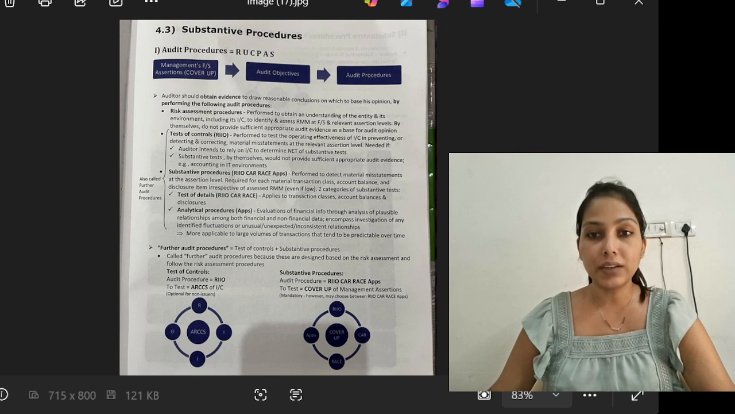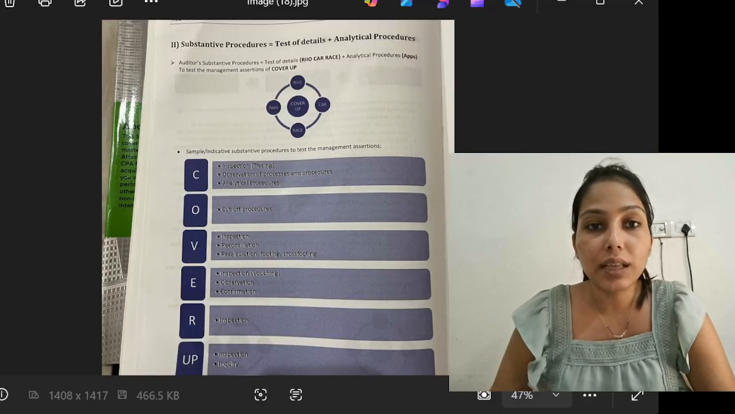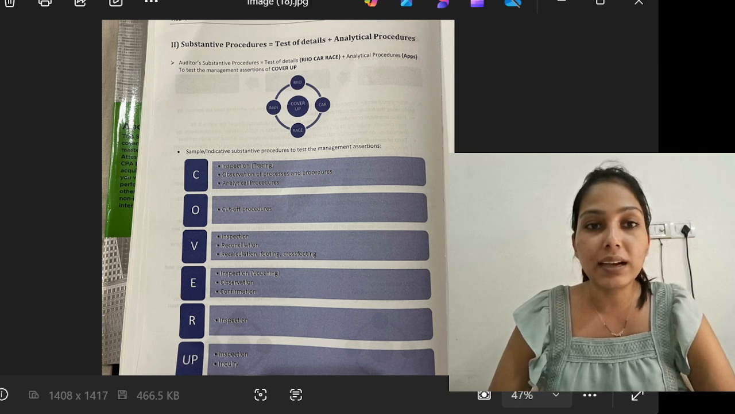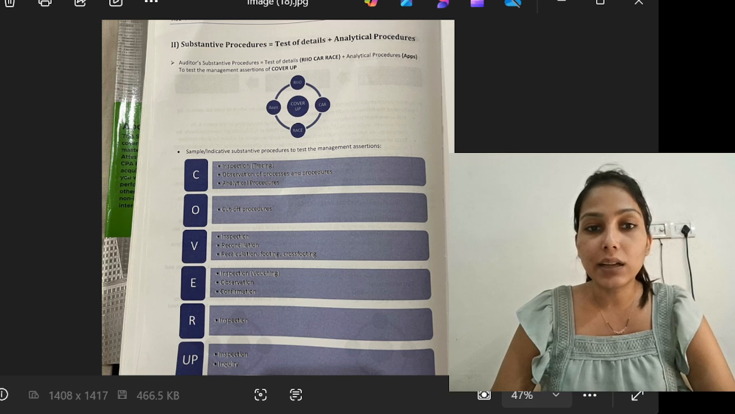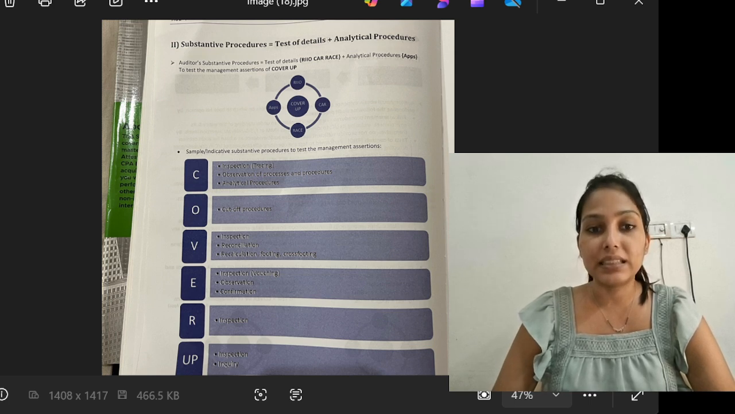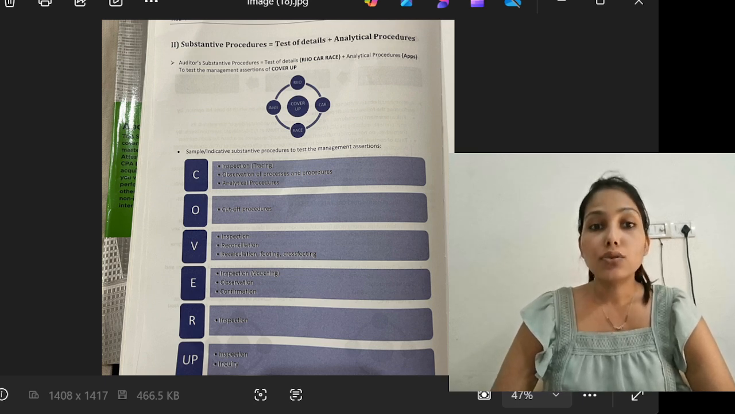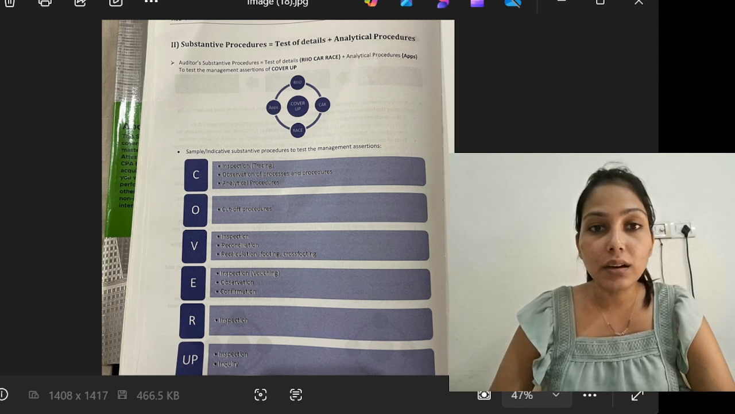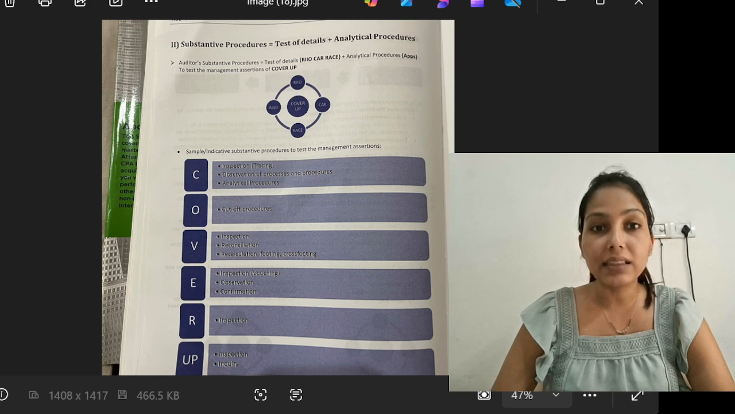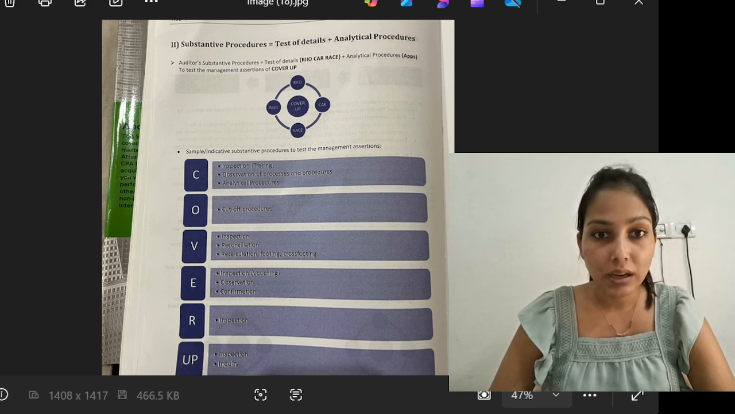Now, if we discuss further, here is the summary of substantive procedures, which involve test of details and analytical procedures. So the auditor's substantive procedures include test of details and analytical procedures. Here the management assertions covered, as we have discussed, are completeness, occurrence, valuation, existence, rights and obligations, and understandability and presentation. These were the management assertions tested in substantive audit procedures.